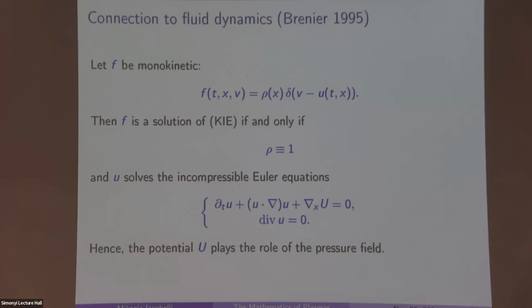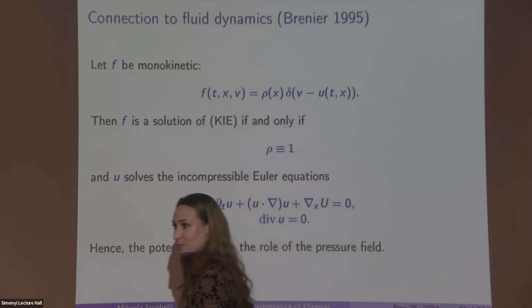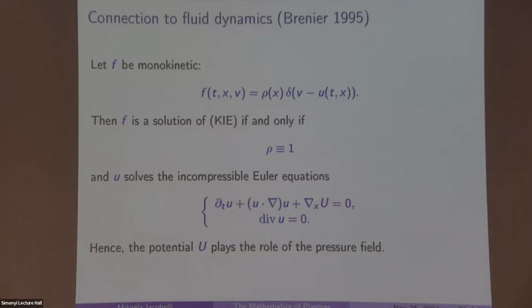So your f of t, x and v is the product of a density that only depends on space times a delta on the velocity. So it's like you're isolating just one possible velocity for every position. So you can imagine it, you have a Gaussian, imagine it as an incredibly big Gaussian. And I'm saying this because Gaussians are very, very important in this context.